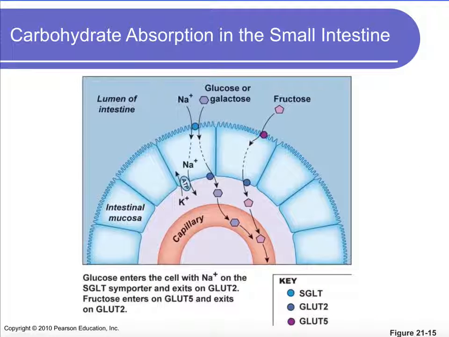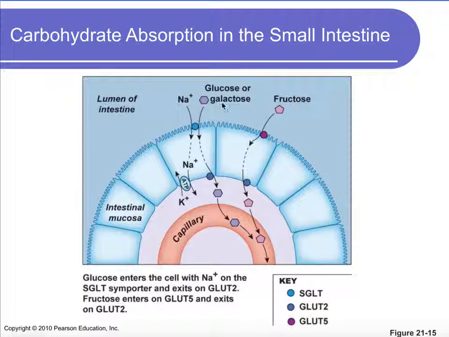Now that we've broken down our carbohydrates to monosaccharides, let's absorb them. So this is the lumen of our small intestine, and here's our mucosa layer, and here's our capillary, because we want to absorb into the blood. So glucose and galactose actually work similarly.